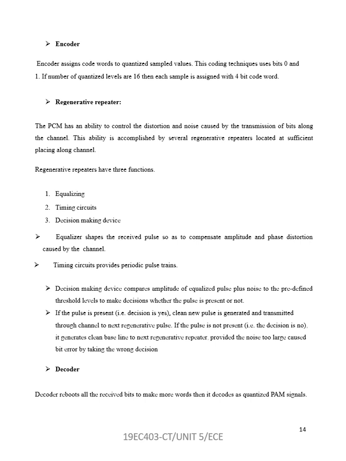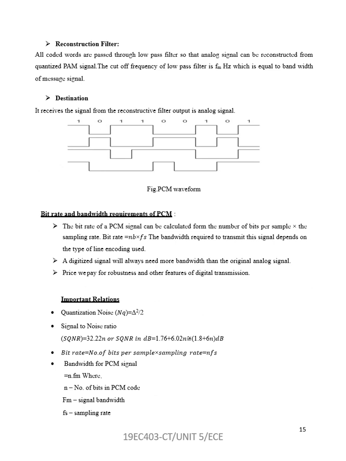Then comes the receiver end, where the first block is the decoder. This decoder collects all the received bits, makes them complete words, and then decodes them as a quantized pulse amplitude modulated (PAM) signal. The quantized PAM signal is then made to pass through a reconstruction filter, which is once again a low pass filter, so that the original analog signal can be reconstructed. This is how we represent the PCM waveform, with the signal received in its analog format from the reconstruction filter output.